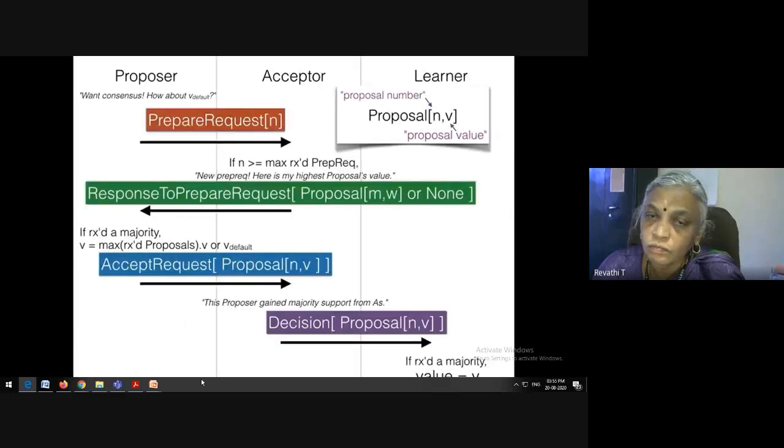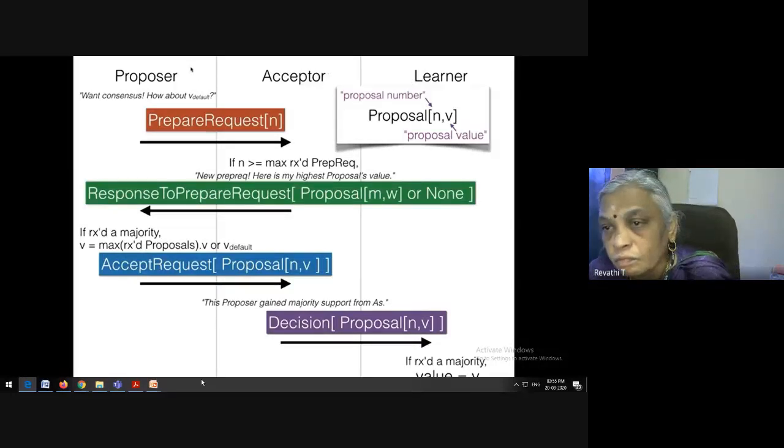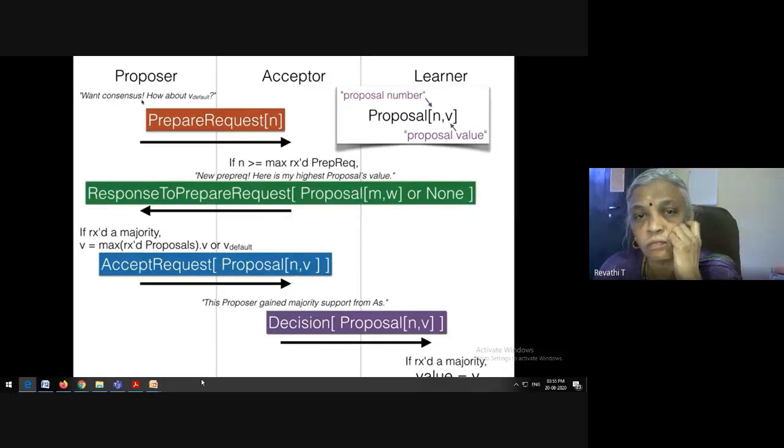So it works like this. There are three flavors of node, three roles in this algorithm: proposers, acceptors, and learners. The proposers, to start at the beginning, are given some value by some client. Then the proposers would like to reach consensus on some value. If the network has not already come to consensus on a value, then the proposer would like to get v default, some default value, as the value that is disseminated among the computer network.